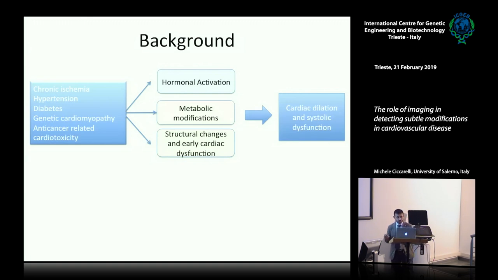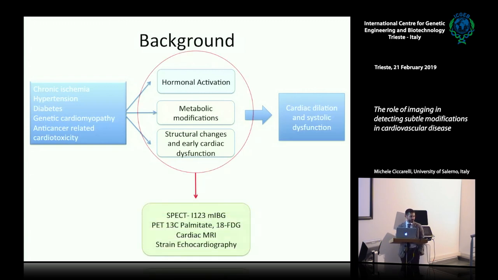But an important goal would be to identify early some intermediate phenotypes that characterize heart failure, in particular the hormonal activation, the metabolic modification, or the subtle structural changes that happen during the progression of heart failure. These are a list of techniques that can be used, not only echocardiography, but also, for example, nuclear imaging, positron emission tomography, or cardiac MRI.